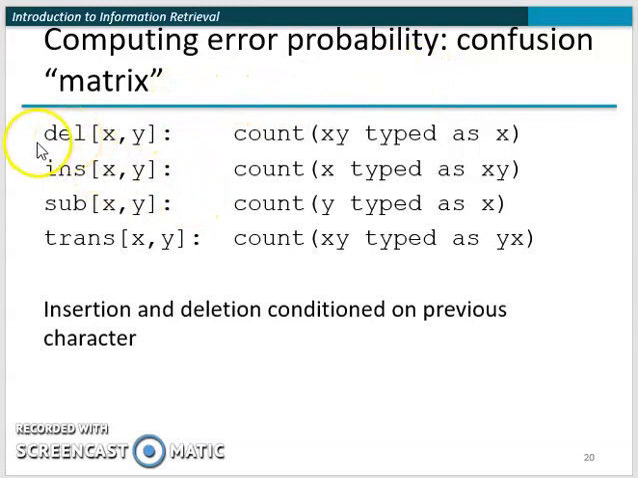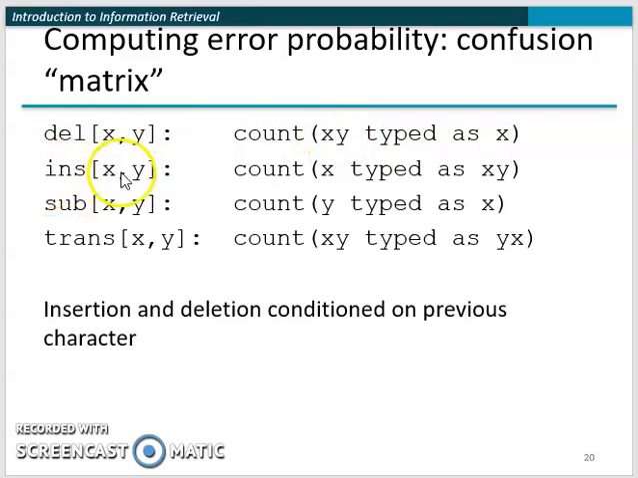So let's consider this deletion matrix. This deletion matrix actually has the counts when XY was typed as X. So Y is deleted from here. So the number of columns would be the number of alphabets, and number of rows would also be the number of alphabets. And we can fill this confusion matrix by counting in some data set how many times XY was written as X. That is, Y was deleted from here.